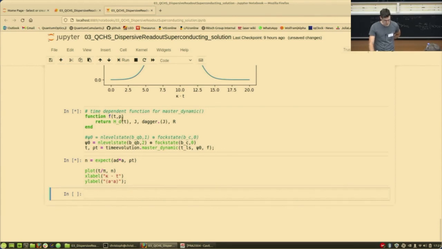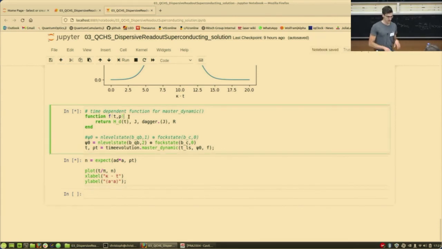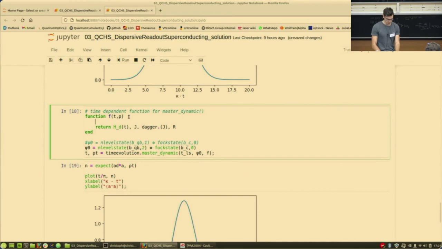Good. Within this time-dependent function, you could calculate whatever you want. So you can update your state in every time step, which you need basically if you want to simulate some BEC stuff or something like this, which always depends on the state itself.